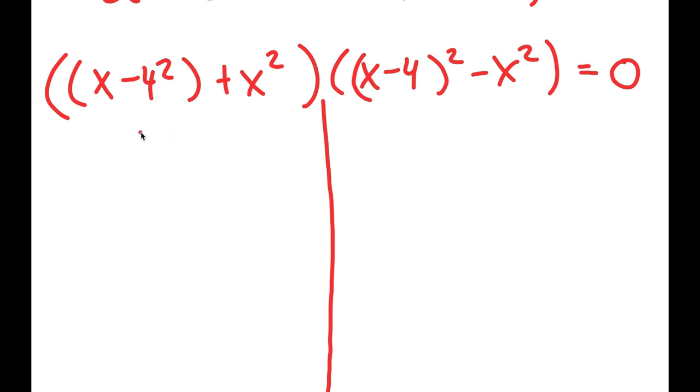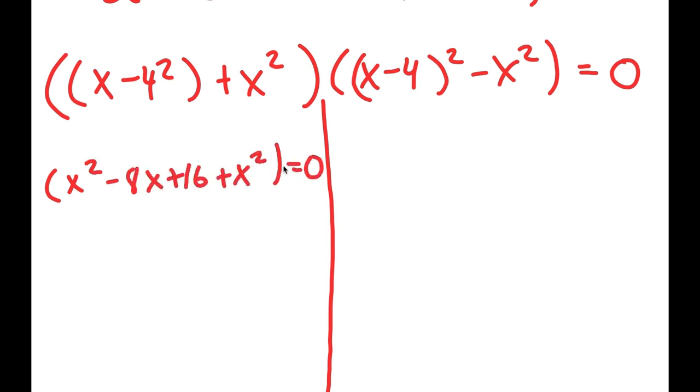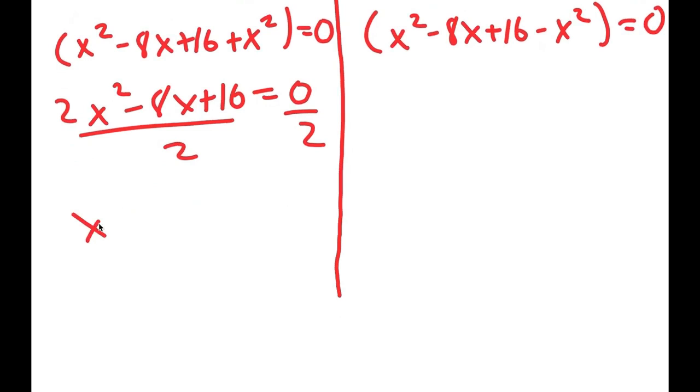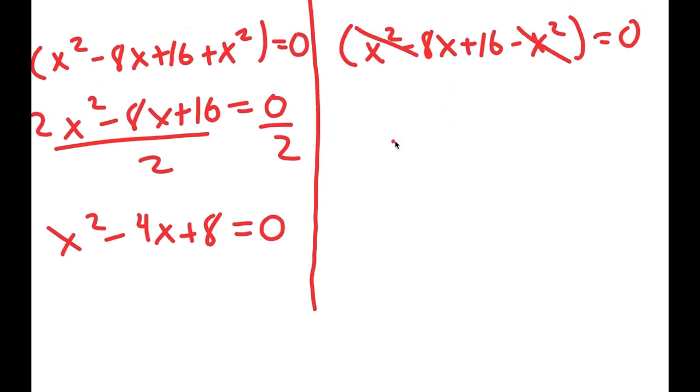So (x - 4)^2 is equal to x^2 - 8x + 16. So I have this plus x^2 equal to 0. This is one equation. And I have x^2 - 8x + 16 - x^2 = 0. So for my left-hand side, I get 2x^2 - 8x + 16 = 0. And if I divide both sides by 2, I get x^2 - 4x + 8 = 0. For my right-hand side, these two cancel out, and I get -8x + 16 = 0.